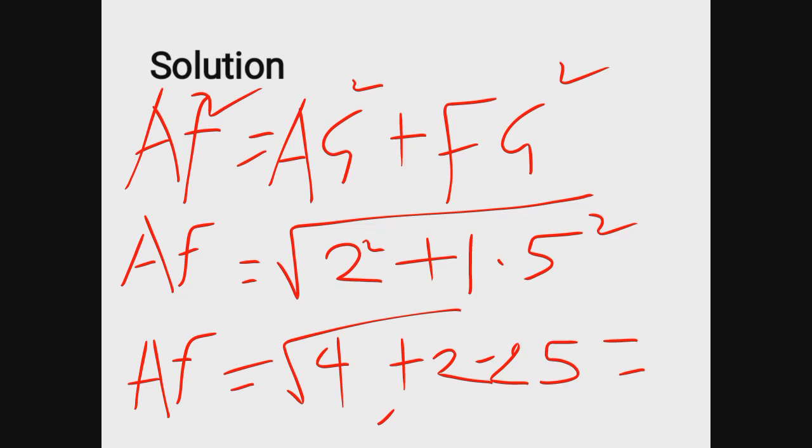And if you perform your arithmetic or you punch your calculator very well, our AF will be equal to 2.5 kilometers. Square root of 6.25 will give us 2.5 kilometers. And that is actually the B part of the question.